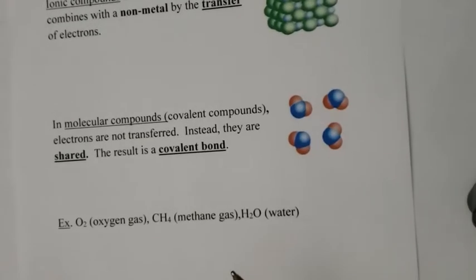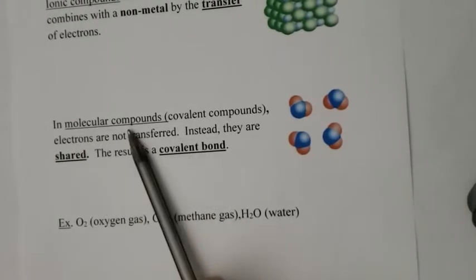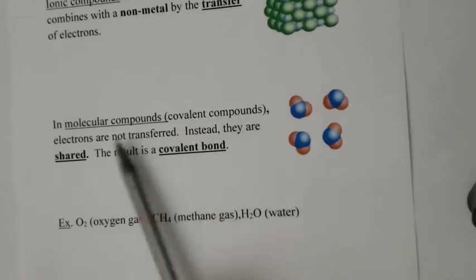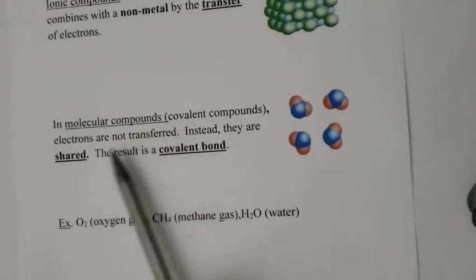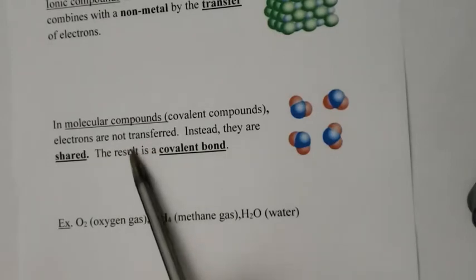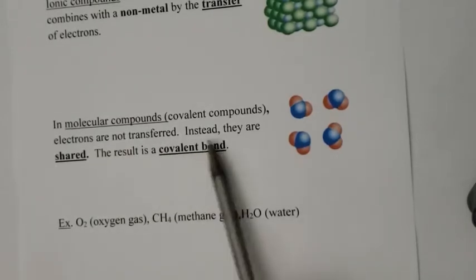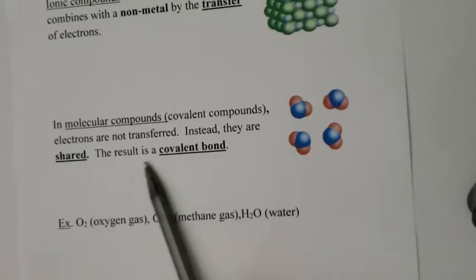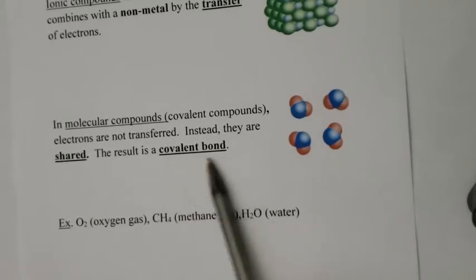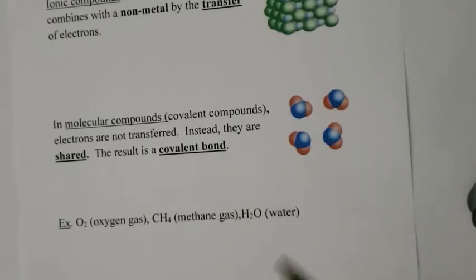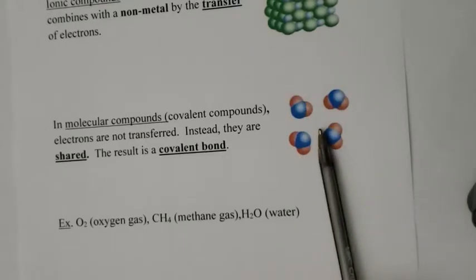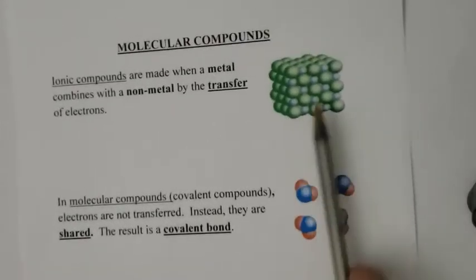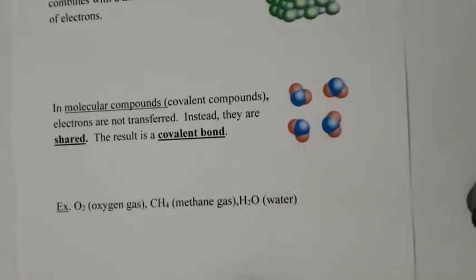In a molecular compound, it's a little different. We could call it molecular compound, or some people call it covalent compounds. So molecular and covalent mean the same thing. Electrons are not transferred, so no one's giving up electrons, no one's gaining electrons. What they're doing instead is sharing electrons. And what results is something called a covalent bond. So a covalent bond is when these atoms are actually sharing the electrons. And what we see here is that they make up these individual molecules. So it's not millions and millions of ions coming together. We have these very individual molecules being formed instead.